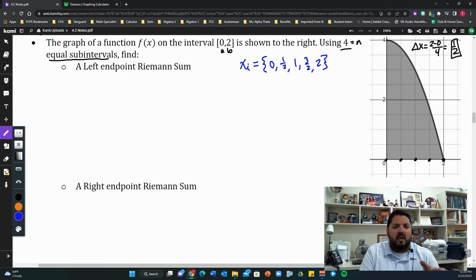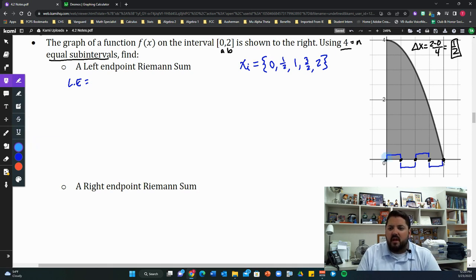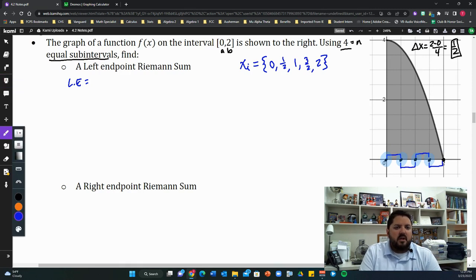Now, for a left endpoint Riemann sum, I'm going to take from those and pick the left side of each one of these subintervals. So again, first subinterval goes from 0 to 1/2, 1/2 to 1, 1 to 3/2, and then 3/2 to 2. So essentially, all I'm doing here is going through and picking out the left edge of each one of these. So when we do a left endpoint Riemann sum, you will use all of those numbers except for the very last, which is B. So that is my set of left endpoints, 0, 1/2, 1, and 3/2.